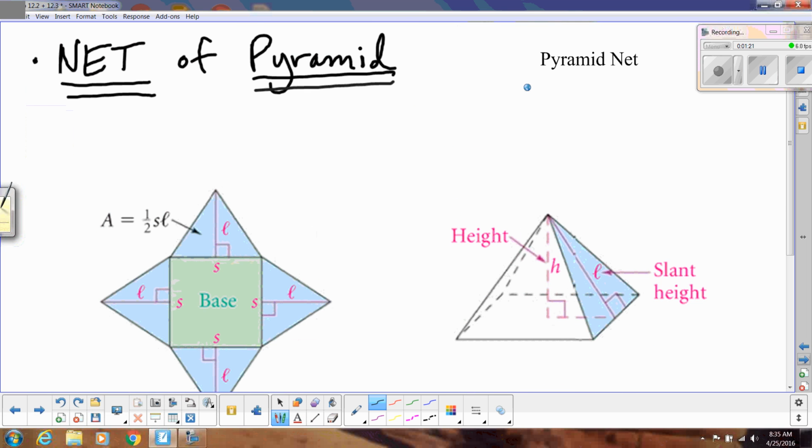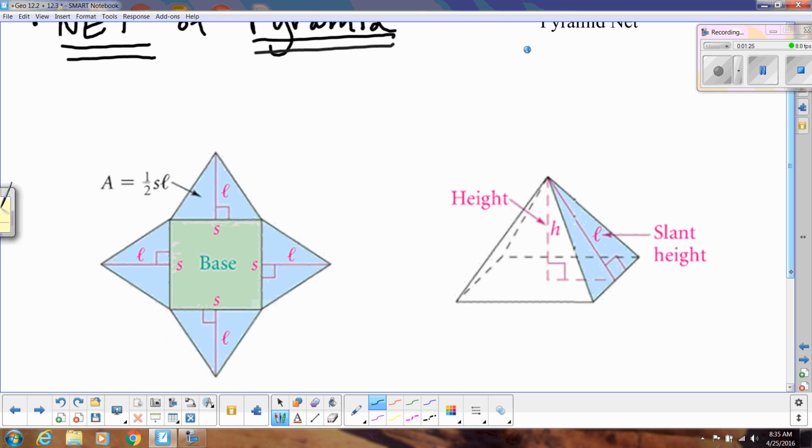And I want to discuss next the nets for a pyramid. So I'm going to skip this next slide, go to a net. So if I take a pyramid, this is a square pyramid because the base is in the shape of a square. Notice that we have all these triangles. And if I were to fold it out, it would look like a square with triangles coming off of it. Okay, so that's what a typical net of a pyramid looks like.